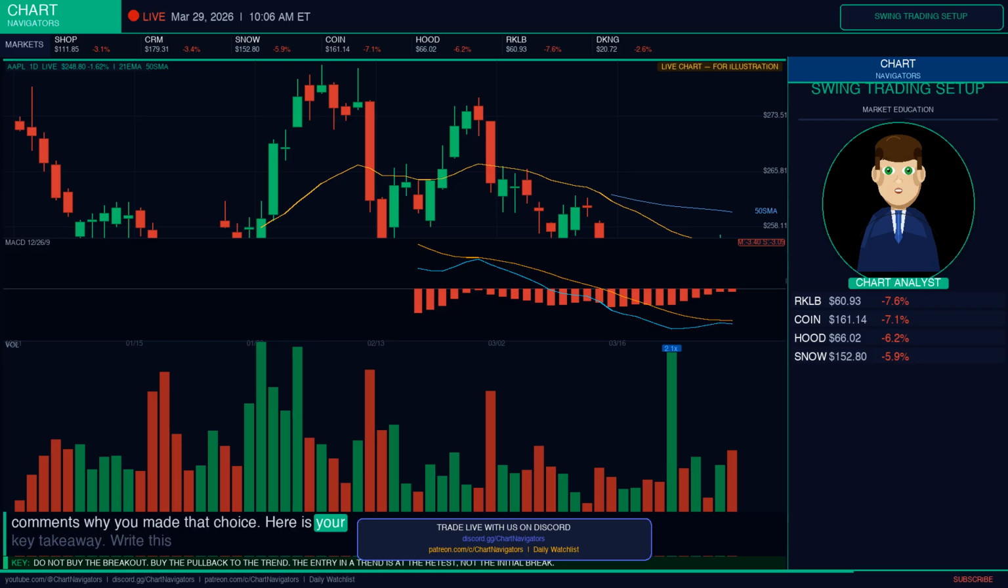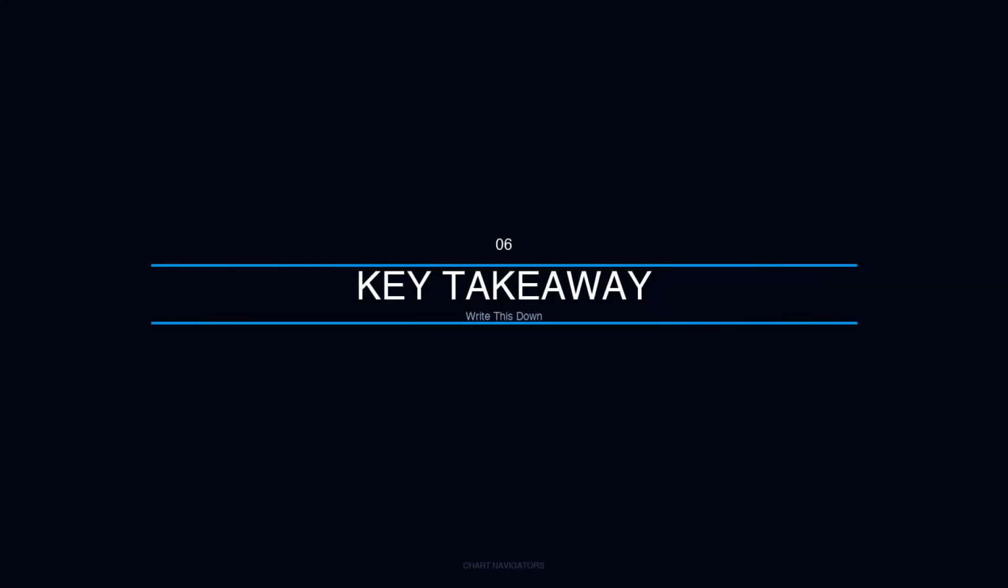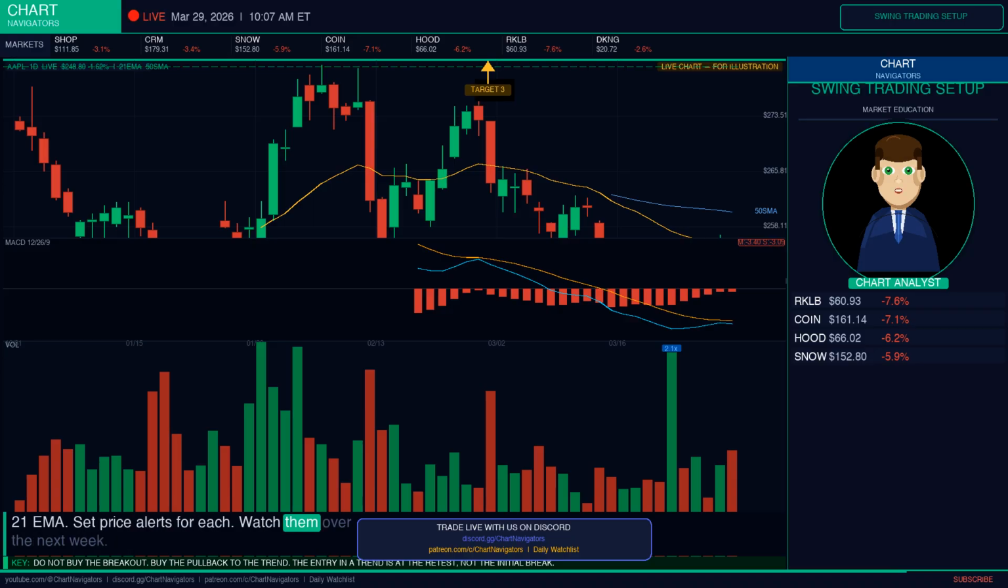Here is your key takeaway. Write this down. Do not buy the breakout. Buy the pullback to the trend. The entry in a trend is at the retest, not the initial break. Tonight, scan for 3 stocks in strong weekly uptrends that have pulled back to their 21 EMA. Set price alerts for each. Watch them over the next week.